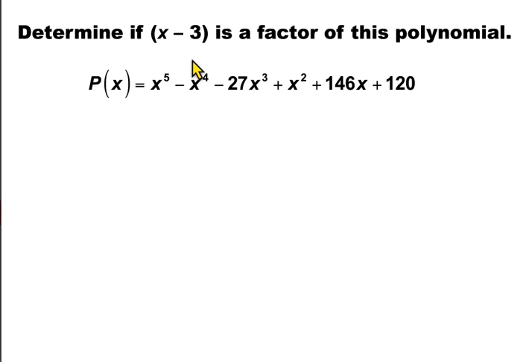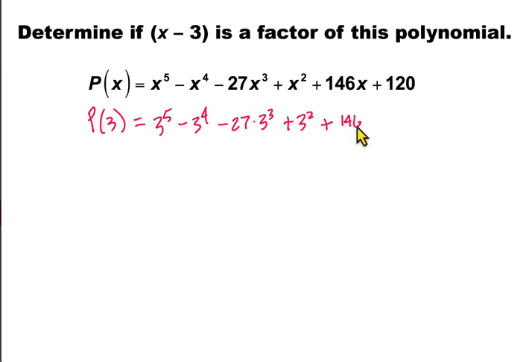To see if x minus 3 is a factor of this polynomial, we plug in the numerical value into the polynomial. But make sure the factor is written in the form x minus a. As you can see, x minus 3 is in this form, so we simply plug in 3 into the polynomial. We get p of 3 equals 3 to the 5th minus 3 to the 4th minus 27 times 3 cubed plus 3 squared plus 146 times 3 plus 120.